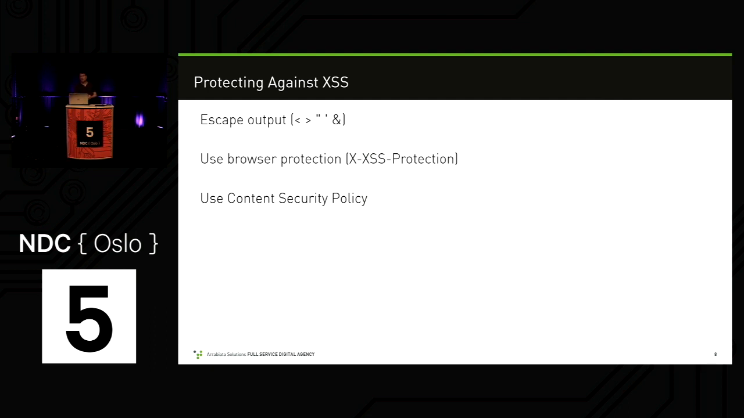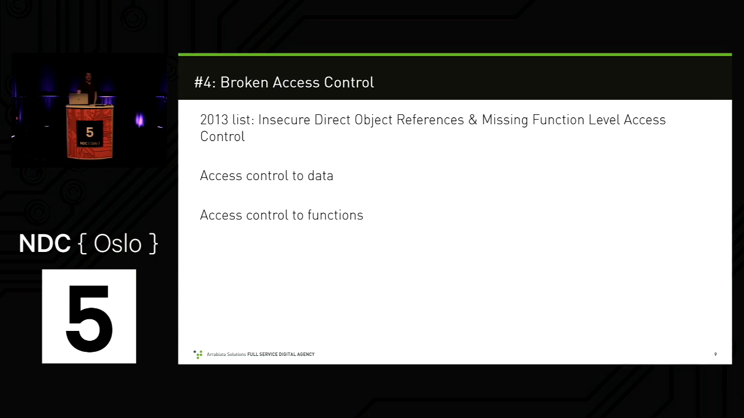So please do consider using content security policy to beat cross-site scripting. The next item on the list, number 4, is a mixture of 2 items of the previous list. It's called broken access control. And the 2013 list made 2 items out of that because they made a differentiation between accessing data and accessing functions.